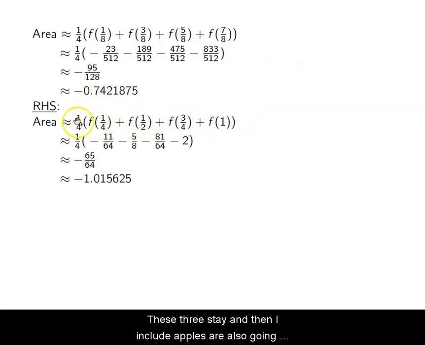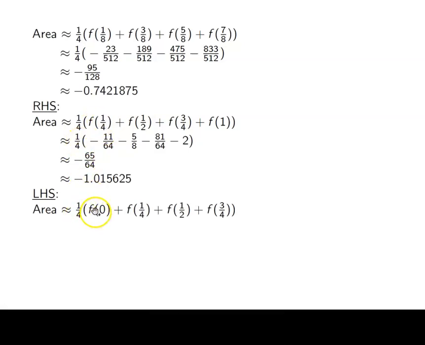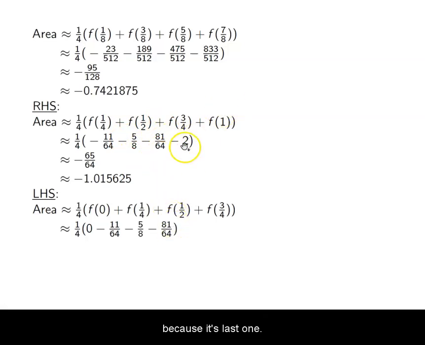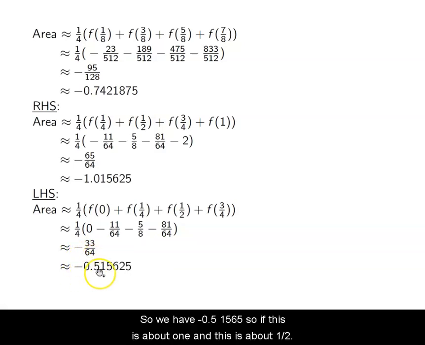Now when I do the left-hand side, it's almost identical, except that instead of having F1, this goes away, these 3 stay, and then I include F of 0. So going from the right-hand sum to left-hand sum is easy. You just take one off and then do one extra calculation. And as long as you have all your previous values, you can just find it. So we have 1/4. F of 0 is 0. And then I have negative 11/64, negative 5/8, negative 81/64. And that's it, because this last one is not included in the left-hand sum. Plug all these in, and I get negative 33 over 64. So we have negative 0.515625.